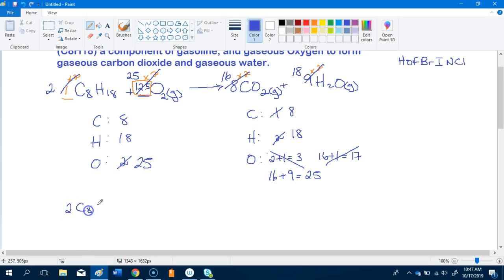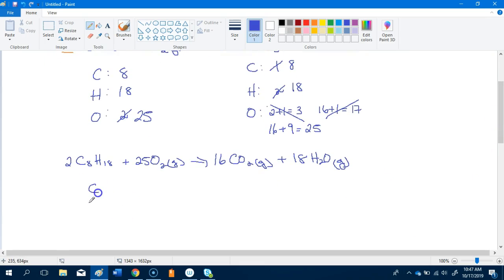My new balanced equation is this after I've done all of the above. And that's 16 CO2 plus 18 H2O. Lots of big coefficients here. I want to check that that's okay.